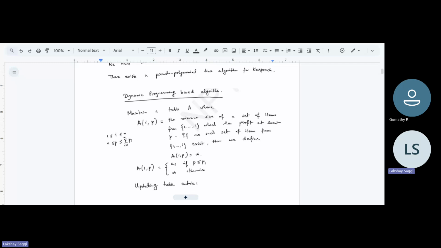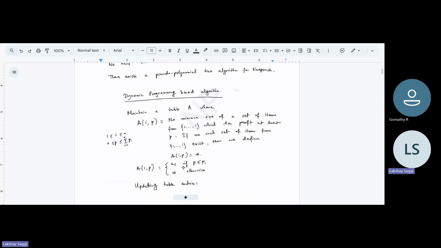It can be seen that the value A(1, p) is essentially: out of only the first item, you have to have a profit of at least p. When will this profit be available to us? It will only be available when the profit p1 of the first item is greater than or equal to the p which we have here. So for all the values p less than or equal to p1, we can store the first item and satisfy these conditions.